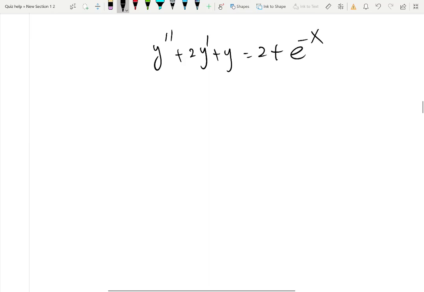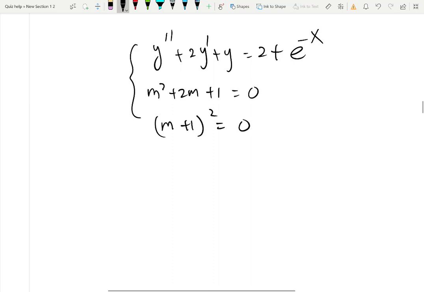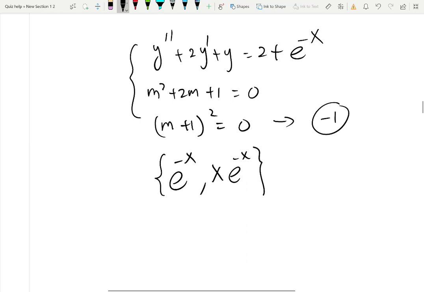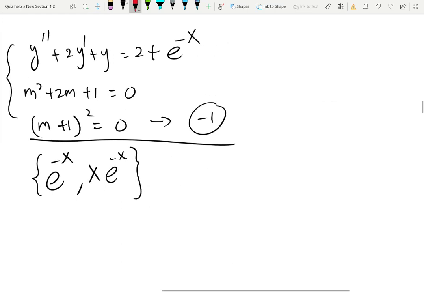Okay, all right, now let's write the auxiliary equation. This is m squared plus 2m plus 1 is equal to 0. If you factor that, you get (m plus 1) squared is equal to 0. So I did that fast, and the fundamental set of solutions is based on the roots here. So the root is -1 repeated twice, so e to the negative x, x e to the negative x, right, because of the repeated root -1. That's from section 4.3.